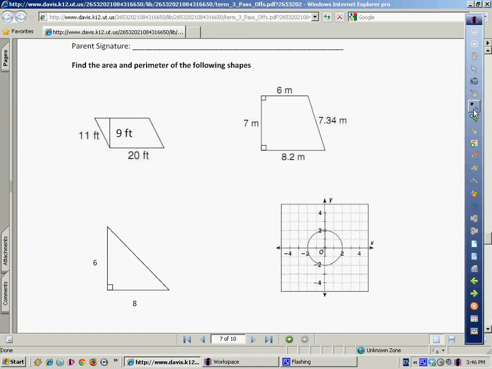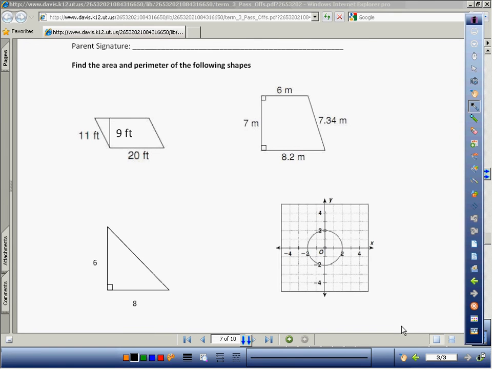What we're doing for perimeter, a perimeter is just like a fence. So if I were to draw a fence along here, all around my edges, how much fence would I need to buy in order to fence all that area in? Okay, so that's what perimeter is.